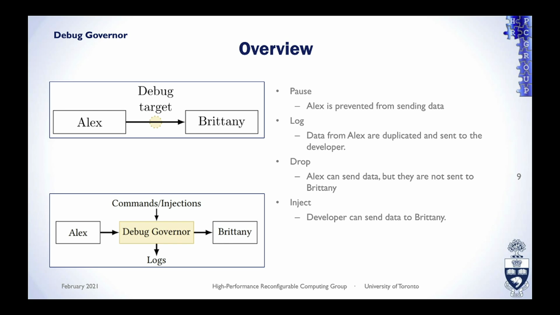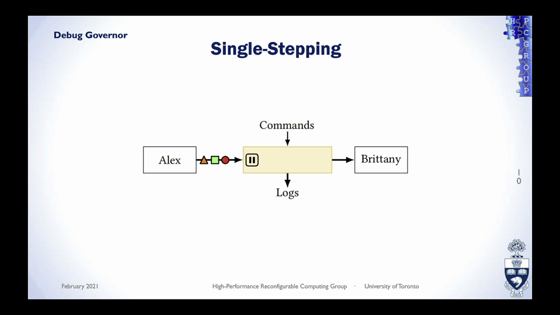Most importantly, debug governors can enable any simultaneous subset of these operations. For example, single stepping. Alex starts out paused. And when a step command is received, a single message is sent to Brittany and logged. Pausing is automatically re-enabled afterwards. In our experiments, we have found single stepping to be intuitive and extremely helpful.